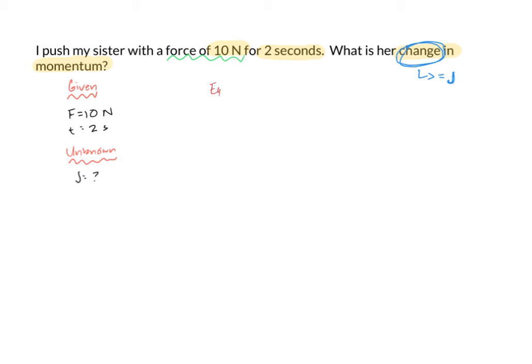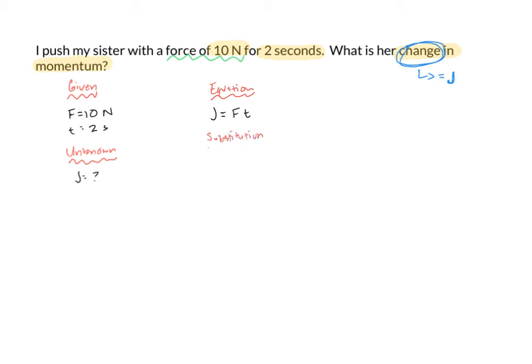And to figure out what that something is, I'm going to use the equation that relates force, time, and impulse. So that equation is impulse, J, is equal to force times time. And now, this is really nice because my impulse is already by itself on one side of the equal sign, so I can move right on to my substitution step without doing any algebra.